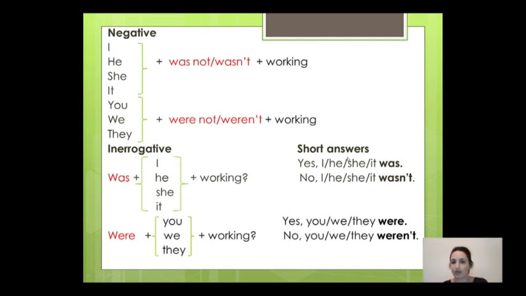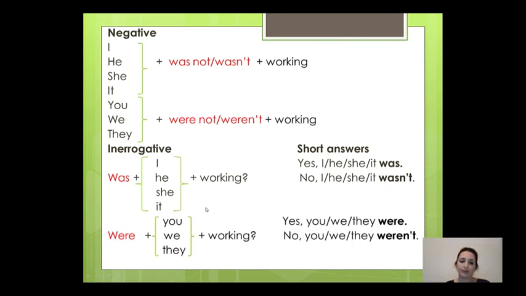And here are the short answers. Yes, I was. Yes, he was. Yes, she was. Yes, it was. So when I use these short answers, I always go back to the beginning of the question, using was for a positive answer or wasn't for the negative one.